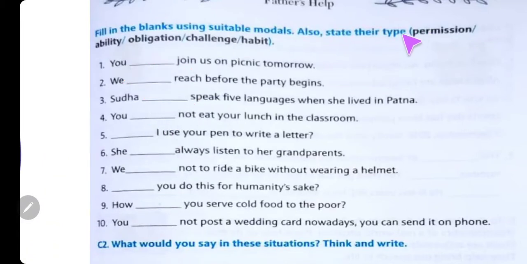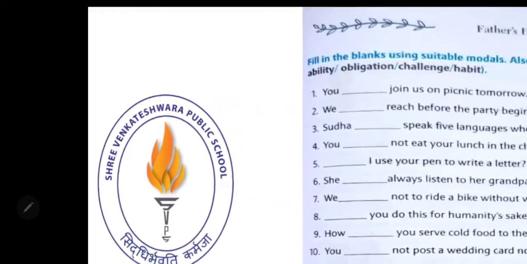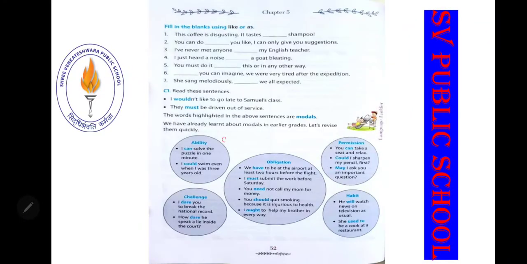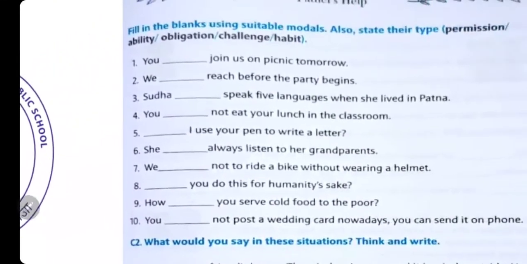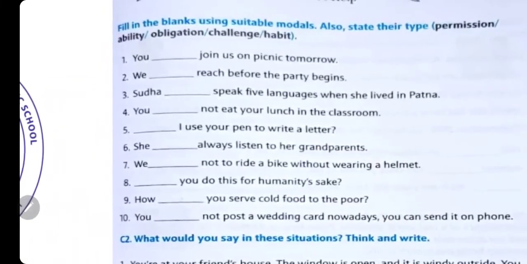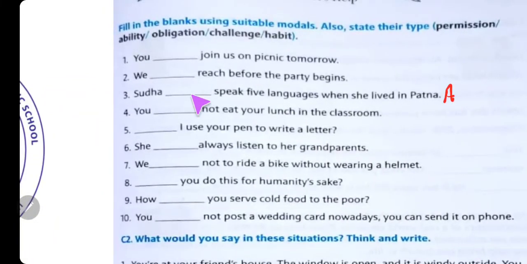She could actually. We can use could. She could speak 5 languages when she lived in Patna. Fine. Now could comes under ability. So we are going to write A for ability. So here it was could.